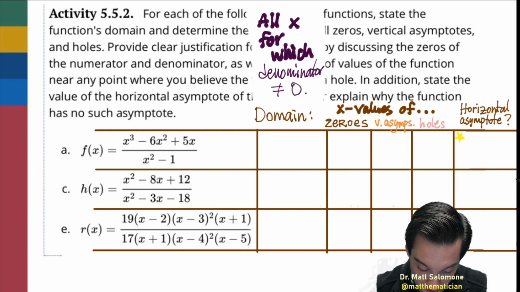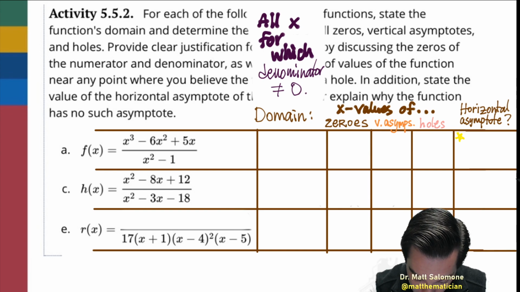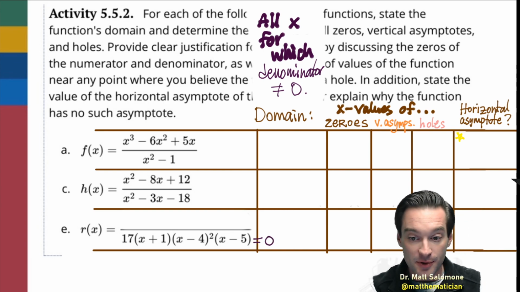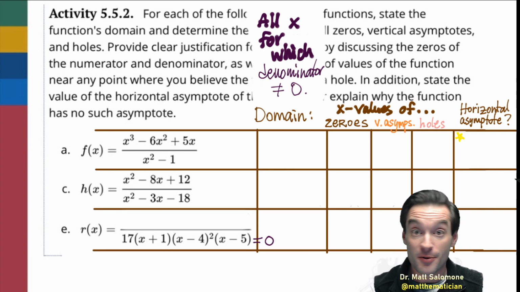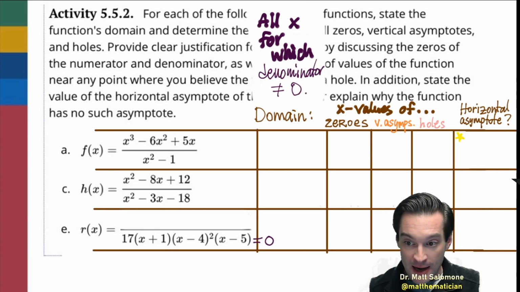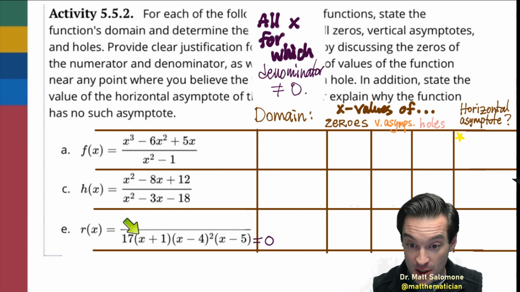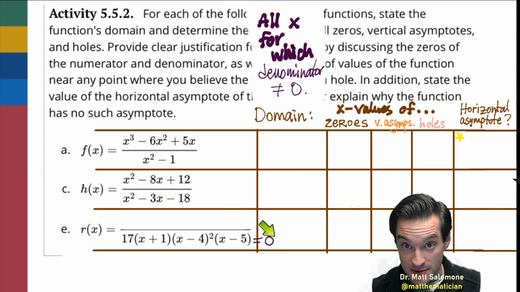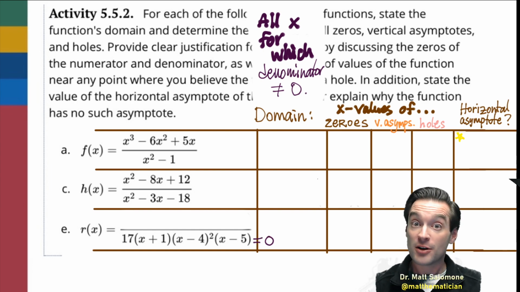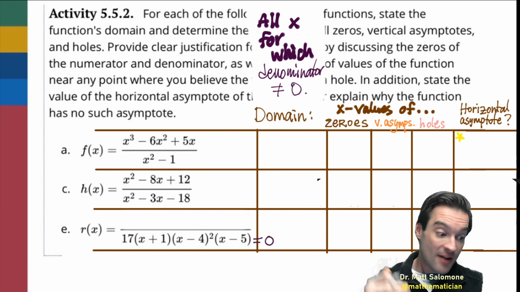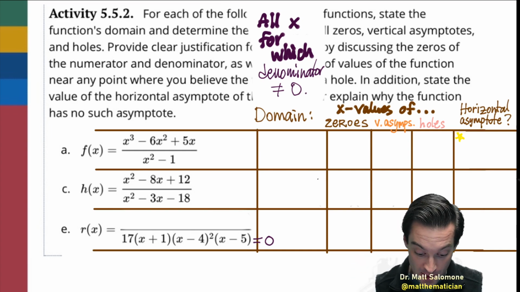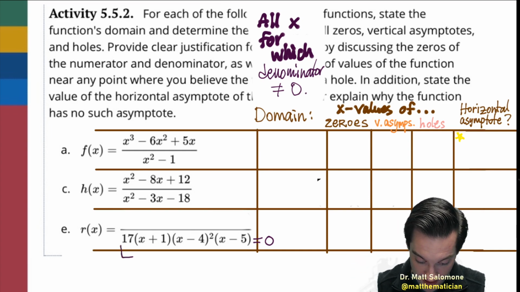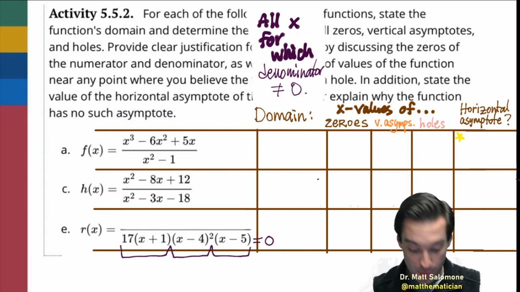Well, I just have to focus on the denominator and ask what values of x make this denominator equal to 0. 17 times x plus 1 times x minus 4 squared times x minus 5. And here is where the factored form is our best friend. Because my polynomial expression has already been factored, and the right-hand side of this equation is 0, we can use the zero factor property of the real numbers to split apart my factors and set each one of them individually equal to 0. And that is a fairly trivial algebra problem at that point.